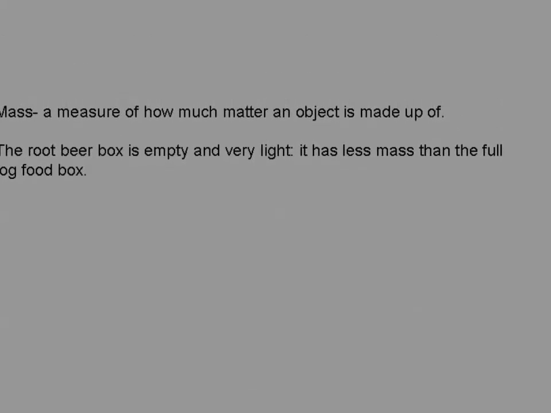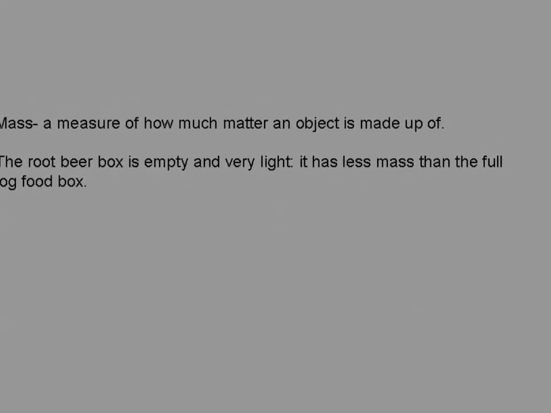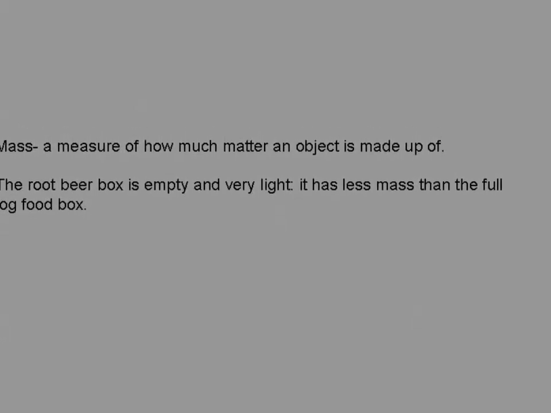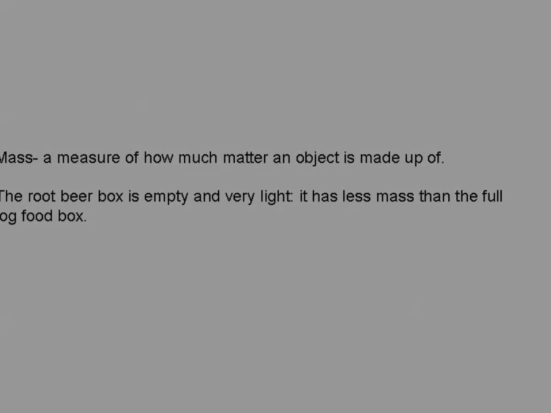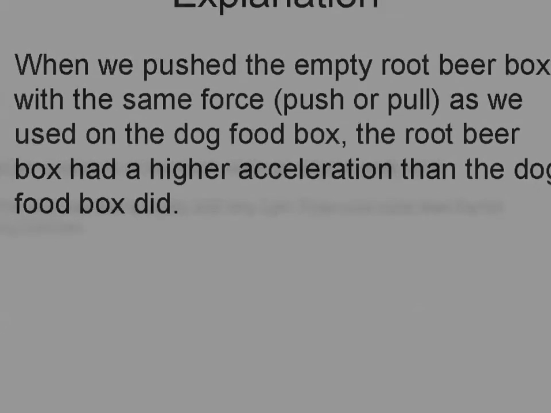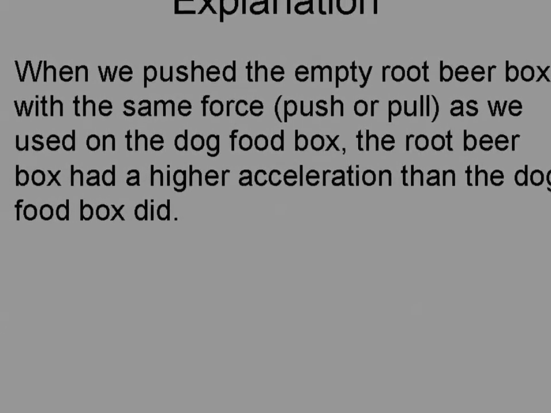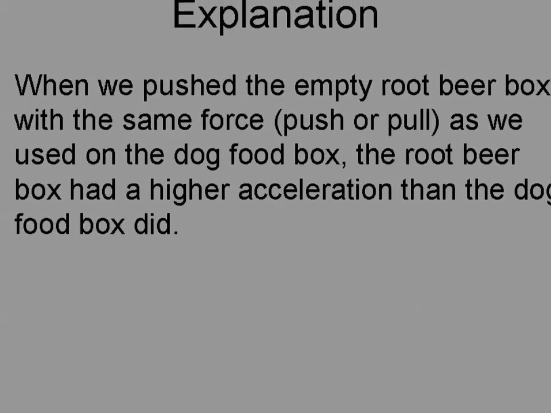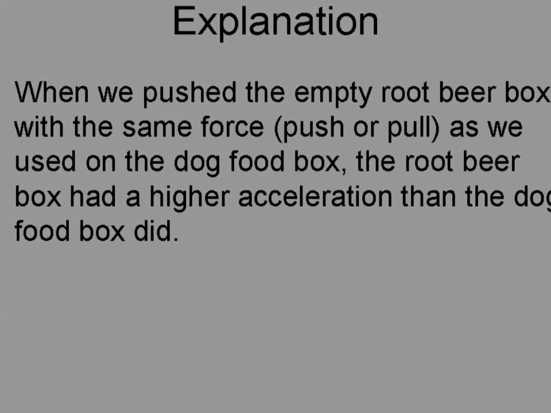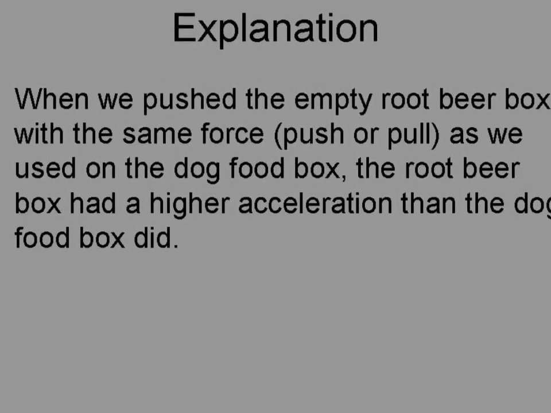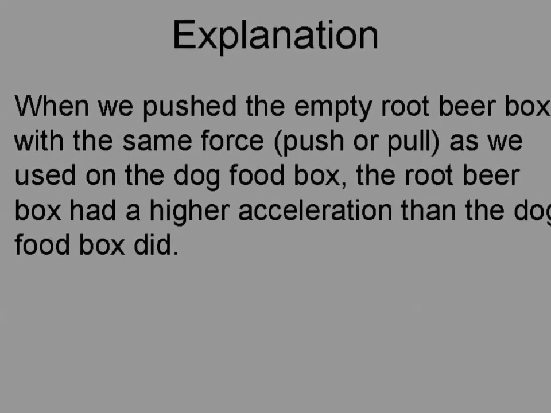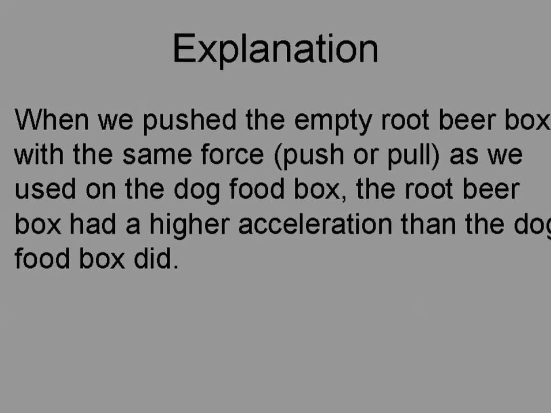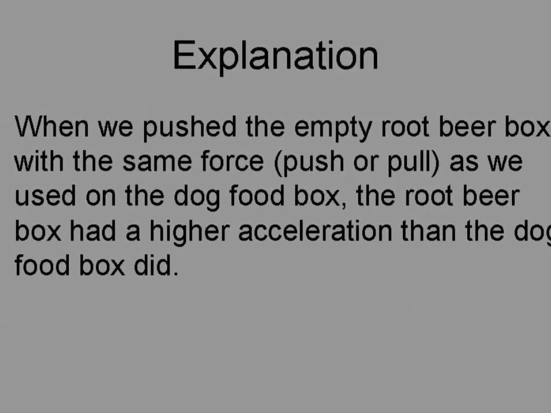A mass is a measure of how much matter an object is made up of. So the root beer box is empty and very light. It has less mass than the full box of dog food. When I push the empty root beer box with the same force as the box of the dog food, the root beer box had a higher acceleration than the dog food box did. A force is a push or a pull, and acceleration is the rate at which velocity changes over time.